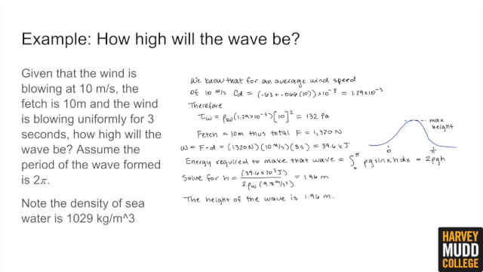So now let's go ahead and try an example and try to figure out how high the wave will be. So given that the wind blowing is 10 meters per second, the fetch is also 10 meters, and the wind is blowing uniformly for 3 seconds, how high will the wave be?